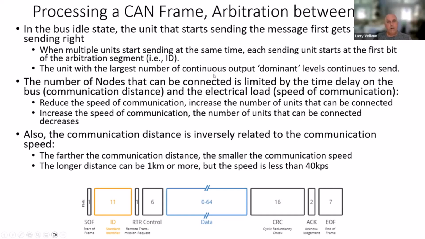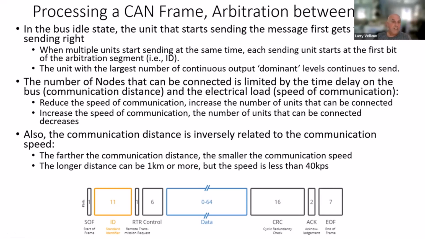But if two of them happen to simultaneously transmit that dominant state, a 0, who gets to keep going? Well, they'll both keep sending their IDs until the first one drops out of the dominant state. So for instance, I'm sending 000, the next node is sending 001. The one sending 001 drops out of the dominant state. It says, oh, okay, I'm a lower priority, so I'll stop.